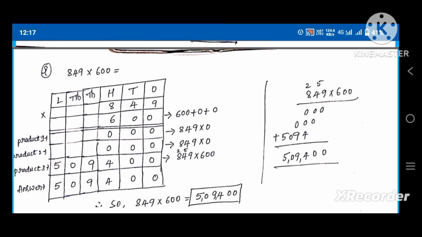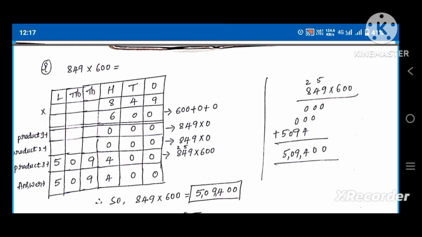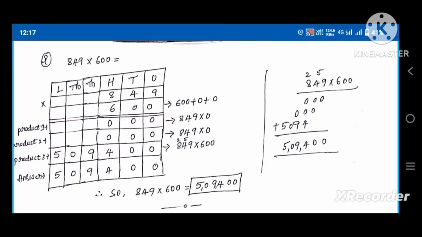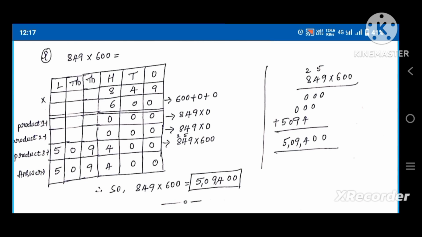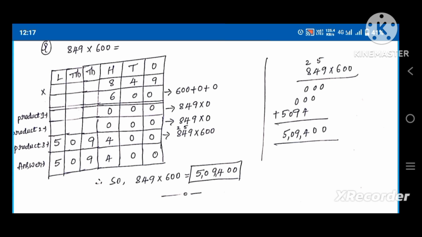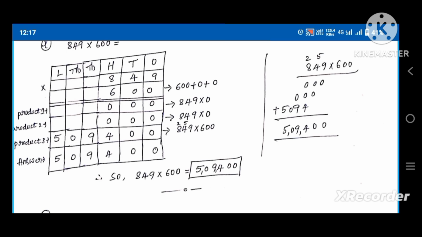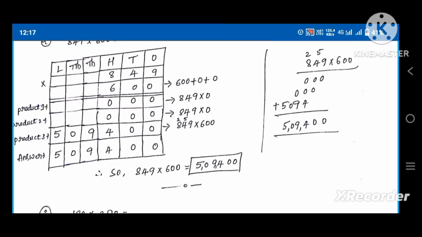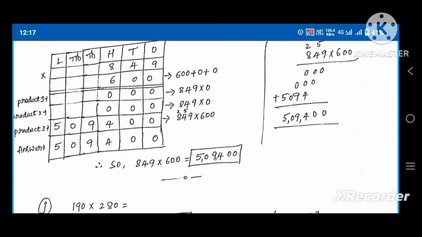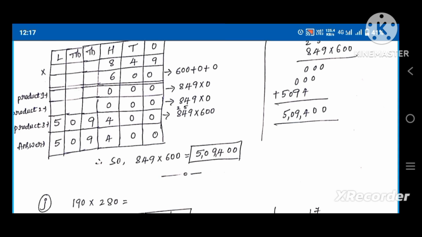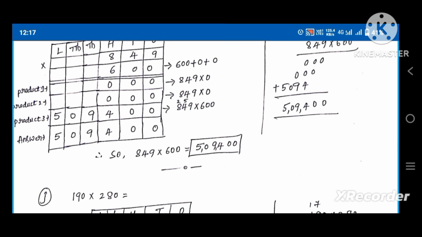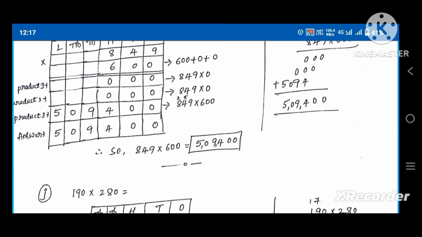849 is multiplied by 600. 600 means 600 plus 0 plus 0. Product 1 is 849 into 0 is 0. Product 2 is 849 into 0 is 0. Product 3 is 849 into 600 is 5,09,400. Add the three products and get the answer 5,09,400. Question number J is 190 into 280.